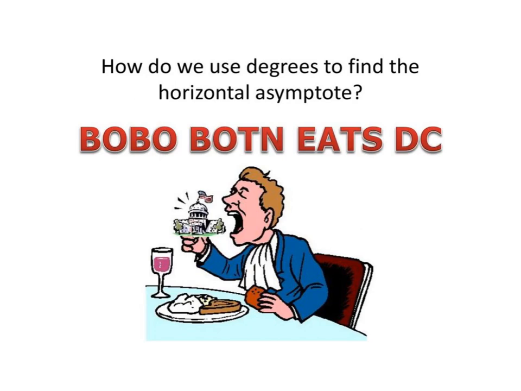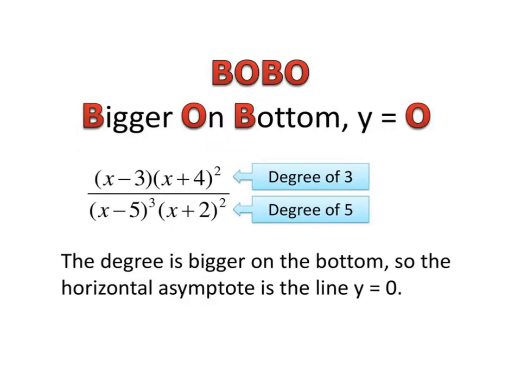All right, so how you're going to use the degrees to determine the horizontal asymptote is this little acronym right here, BOBO BOTTEN EATS DC. So let me tell you what each of those stand for. BOBO stands for bigger on bottom. Bigger on bottom, y equals 0 is your horizontal asymptote.